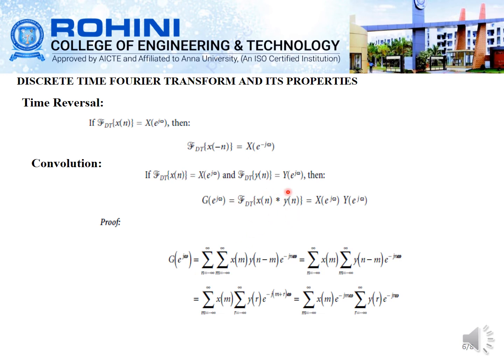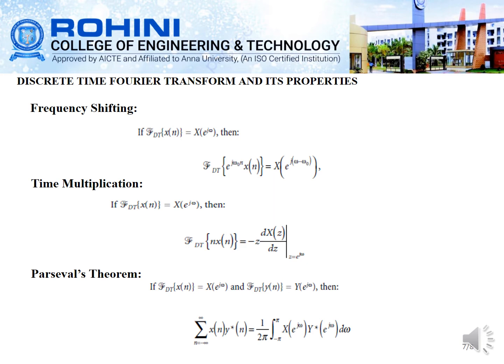Therefore, x of n convolution y of n can be given as summation m equal to minus infinity to infinity x of m into y of n minus m. And here finally we are making a substitution that n minus m equal to r, and finally we are rearranging all the terms. Therefore, we are getting that equation as X of e power j omega into Y of e power j omega.